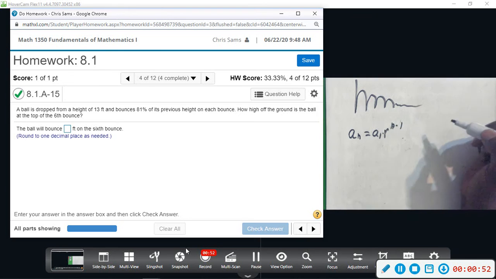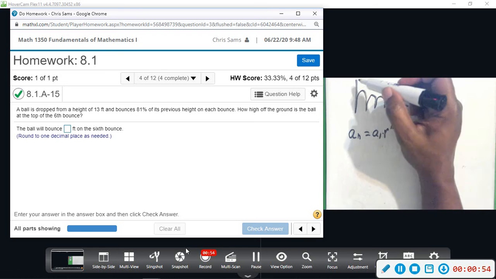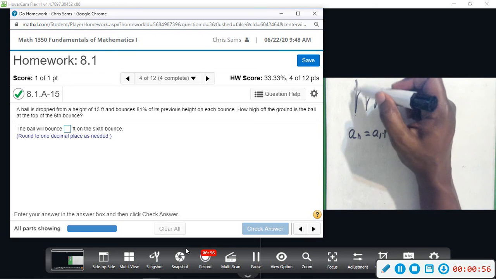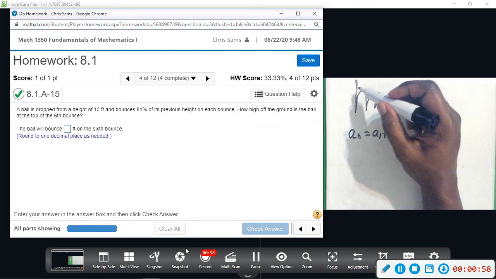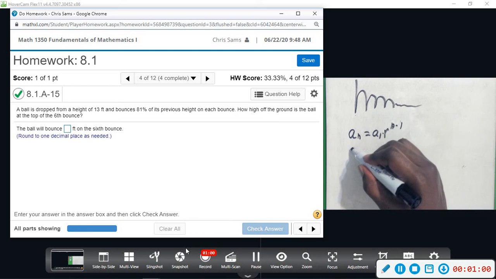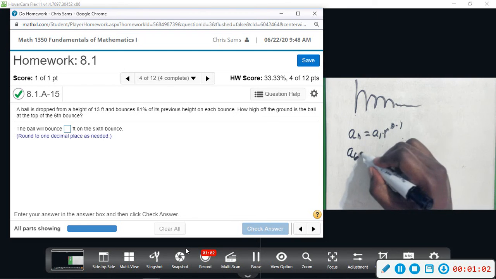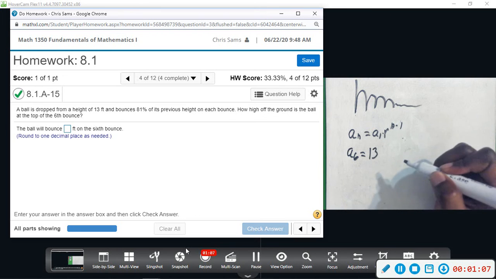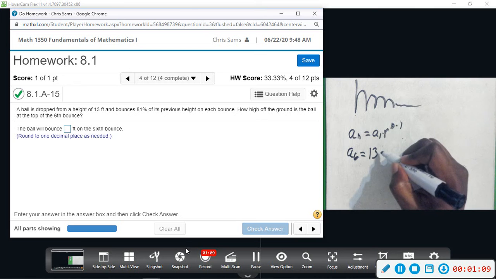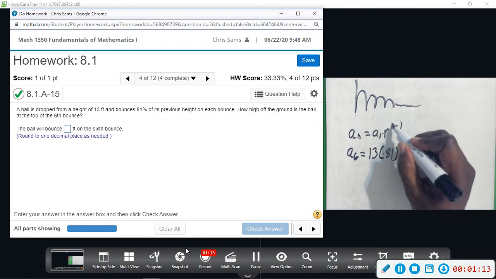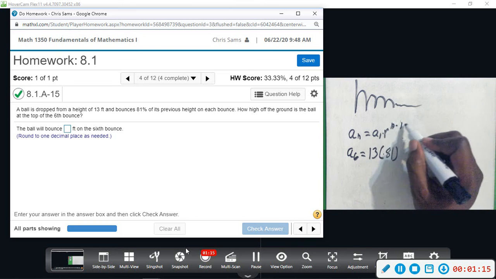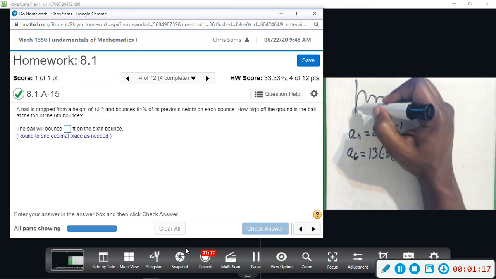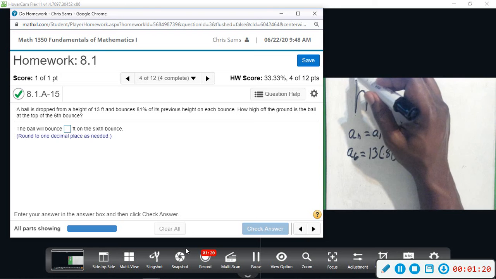Now you have to be careful with this problem because the first drop is not a bounce. It's just an initial height, which in our case is 13. So we have a 13. Our rate is 81%, so as a decimal is 0.81. So normally we would do this n minus 1. But remember, we have a drop, so we're counting the first one as a drop.